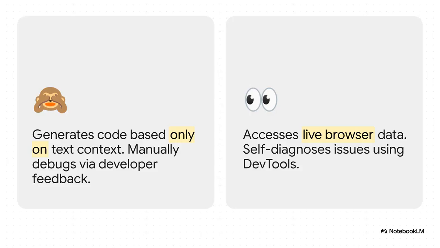And this creates a huge shift. On the left, you've got the old way, a blind code generator that has to rely on you to find and report bugs. But on the right, with MCP, you have an agent with real-time browser awareness that can see the results of its own code and start diagnosing its own mistakes.